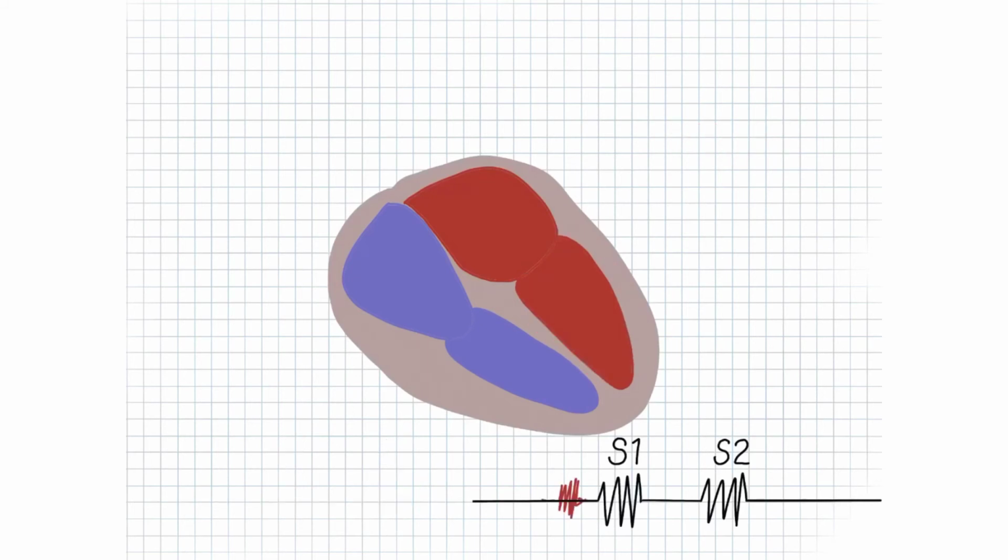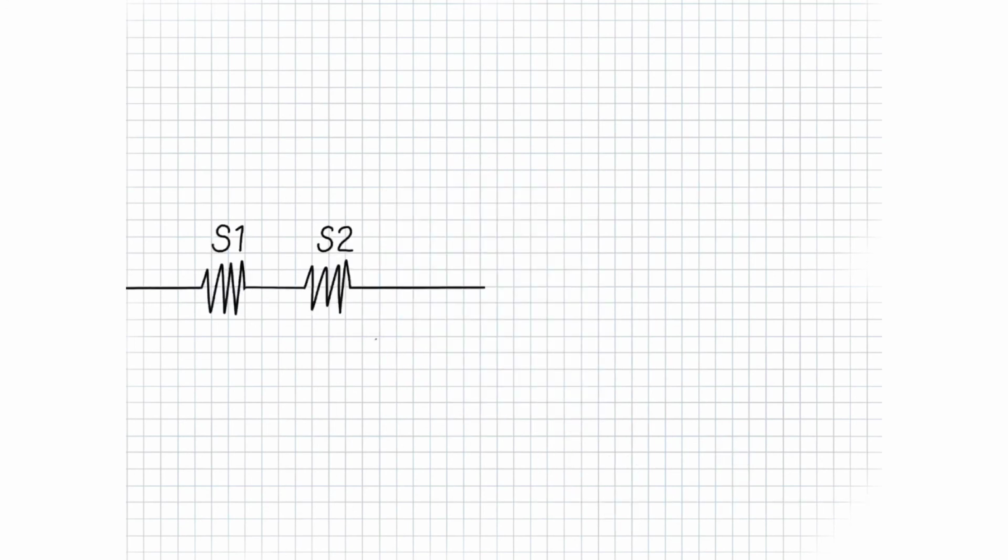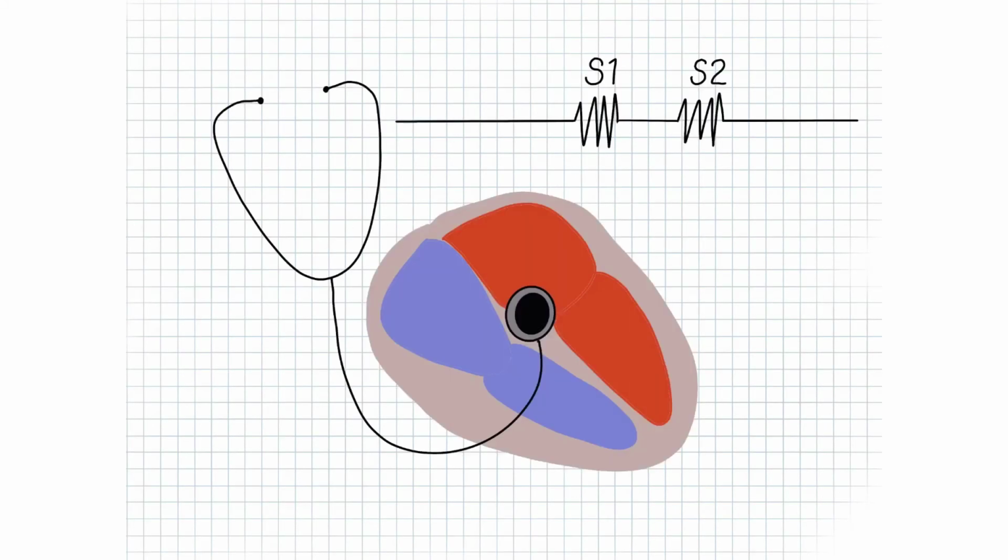Another example is S4, which is less commonly heard and occurs immediately before S1. S4 is also the sound of blood hitting the left ventricular wall, but this time the wall is non-compliant, meaning that it's stiff. This is referred to as atrial gallop, and you may hear that in patients that have hypertrophy or a stiff heart. So there you have it.